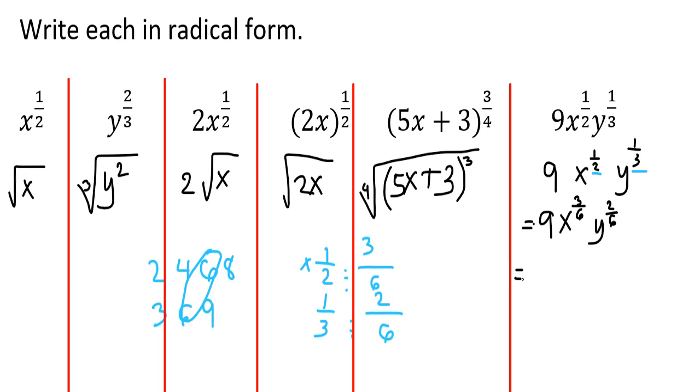Pwede natin isulat ito as, dahil walang exponent yung 9, separate natin yung 9. Then, pwede natin isulat to as x. Yung numerator niya is 3. Yung y, yung numerator is 2. And then, denominator is 6, pareho. So, yung index is 6. So, that is equal to 9, 6th root of x raised to 3, y raised to 2.